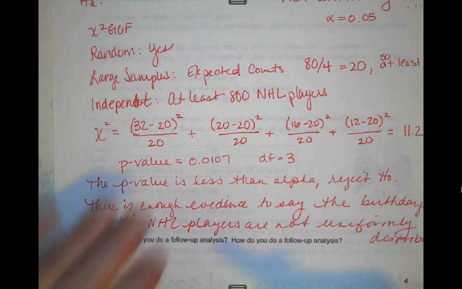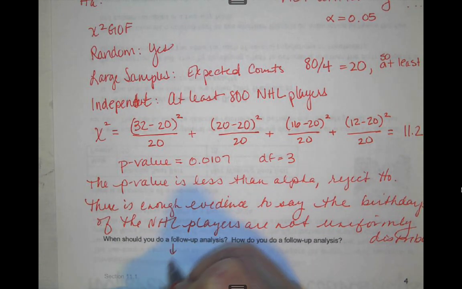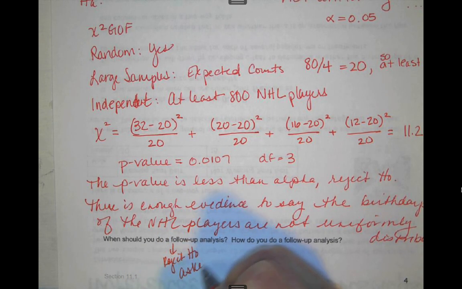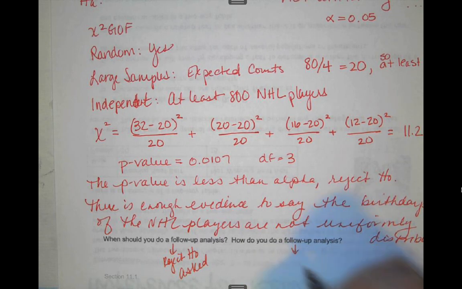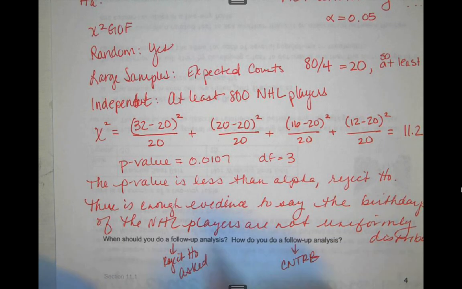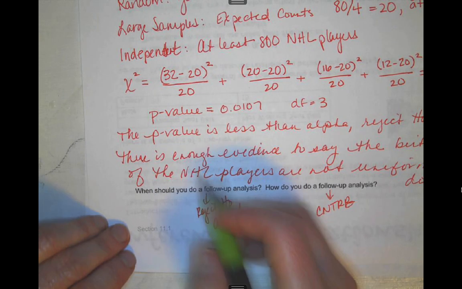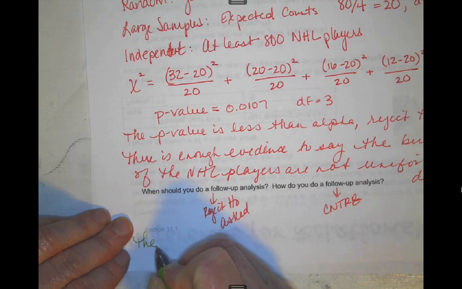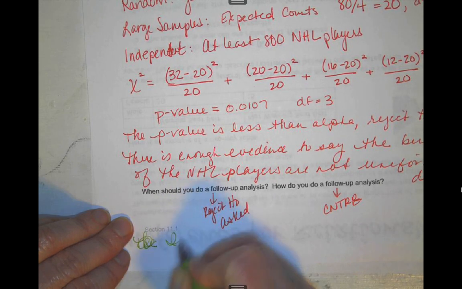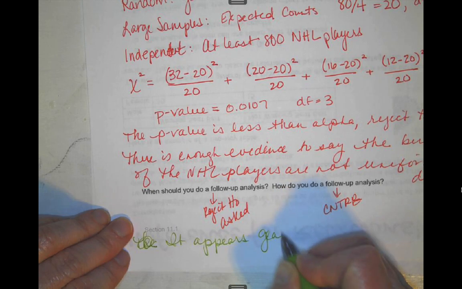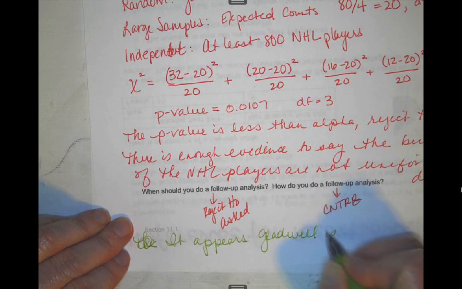All right, when should you do a follow-up analysis? So again, you really are only going to do one if you reject H0 and if you're asked to do one. So you don't have to do one if you're not. How do you do it? So you just look at that contribution there. So look at that CNTRB list, or look at your list 3. You're just trying to figure out which one is the biggest contributor. So with Gladwell here, my follow-up analysis would say, I could say that it appears Gladwell is correct.